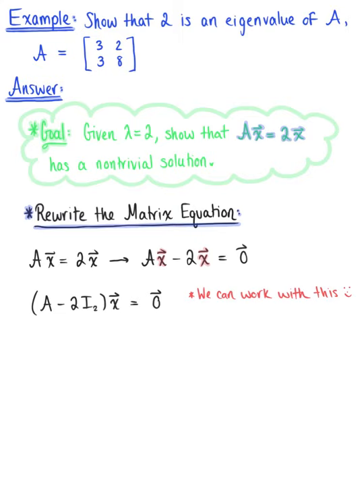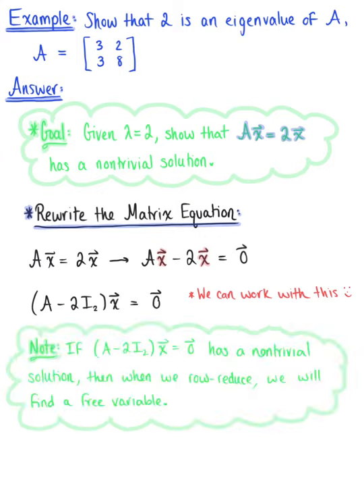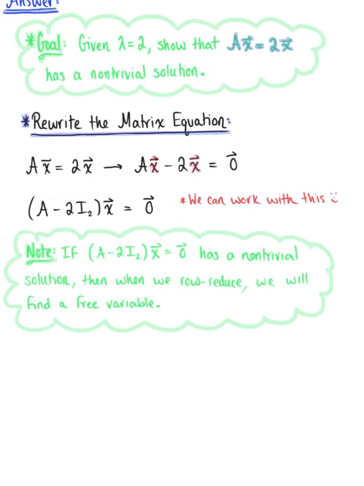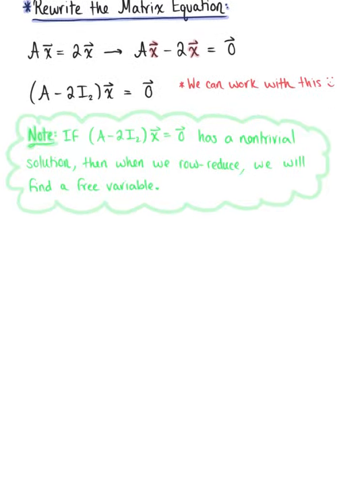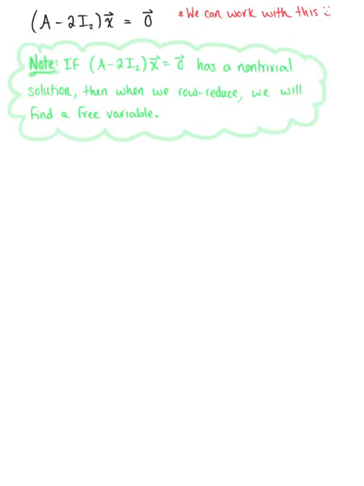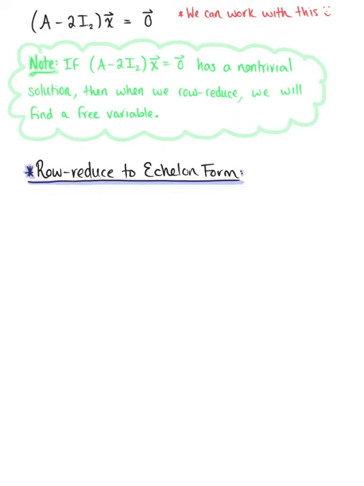So what we want to do here is show that this matrix equation has a non-trivial solution. In other words, if we put this in its matrix notation form and row reduce, we should find a free variable. So let's go ahead and do this. Let's convert this matrix equation to its matrix notation form and row reduce to echelon form. The first thing we need to do is take A minus 2 times this 2 by 2 identity and simplify it to a single matrix.